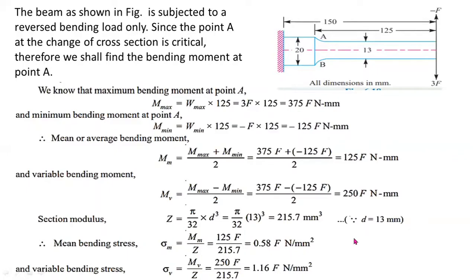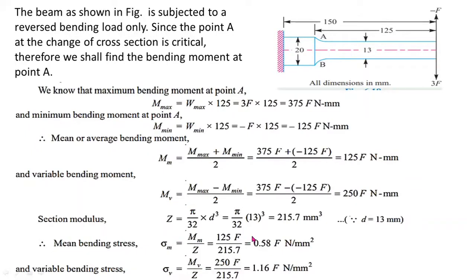Already we know that Z is the section modulus. For a circular shaft, section modulus Z equals pi d cube by 32. Pi d cube by 32 is the section modulus for circular cross sections. So 215.7 mm cube is the section modulus. Already the diameter of the shaft is given, that is 13 mm. Here 13 mm is the diameter of the smaller shaft.